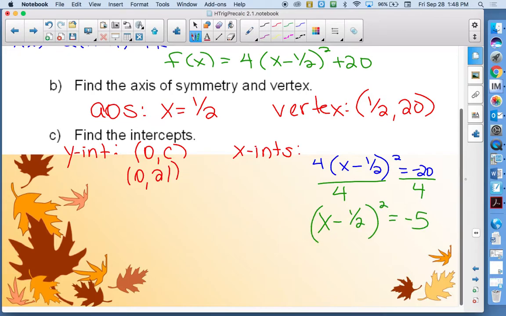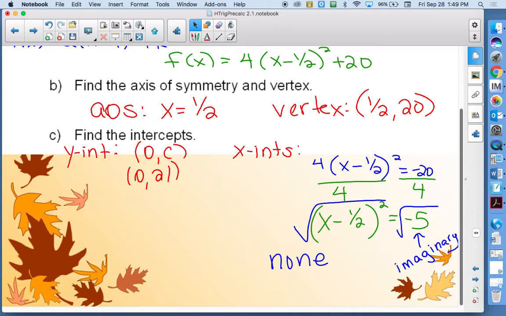Okay, so divide by 4. Take the square root of both sides. You can't. Why not, Brandon? Because you get an imaginary number. What do you think that means about the x-intercept? It's a restriction, and it doesn't exist.